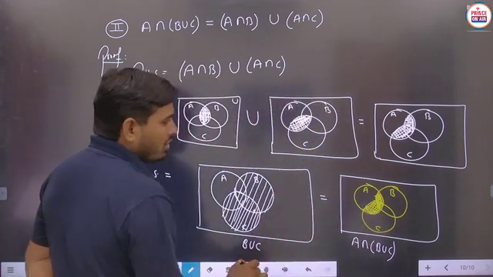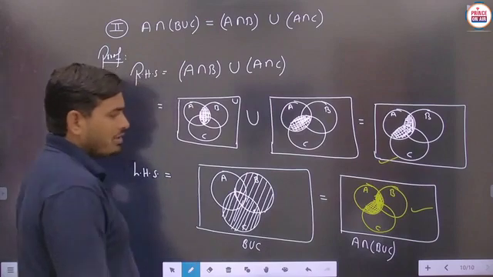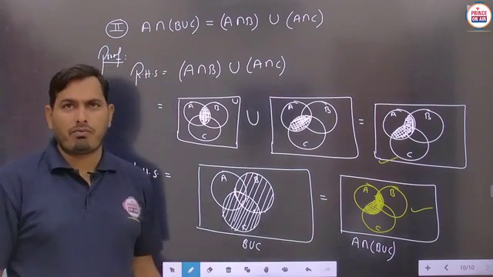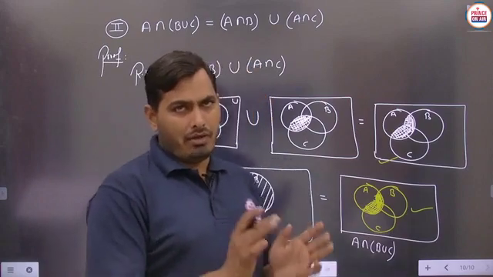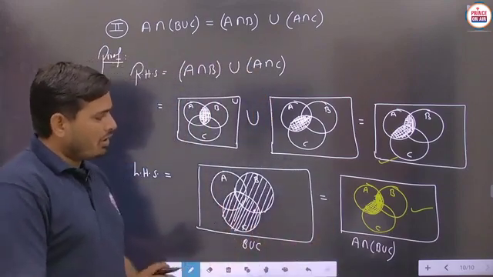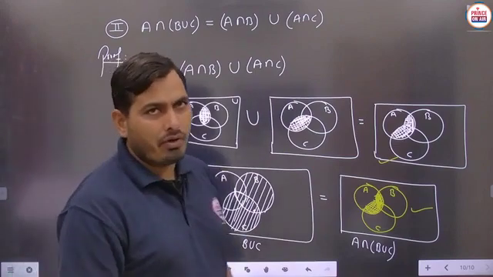So in this particular answer and in this particular answer, students, you can say that both the Venn diagrams of the left hand side and right hand side are obtained to be the same. And if they are the same, then you can say that this particular distributive law can be verified with the help of Venn diagrams.